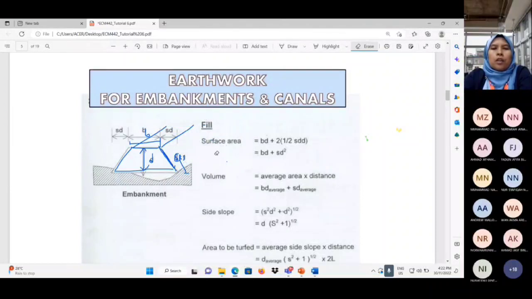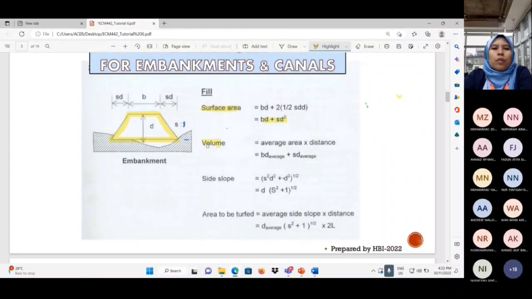Okay, so for surface area, the formula that we use is (BD + SD squared). So this is the area of the embankment. So BD plus SD squared, this is the surface area of the trapezoid. In order for you to get the volume, of course, this is meters square, so you need to multiply with the distance.